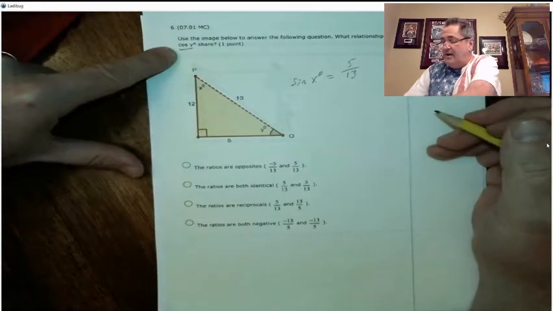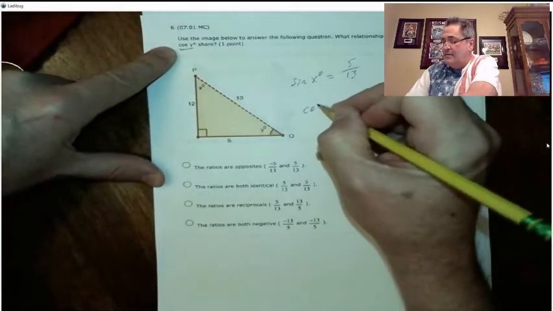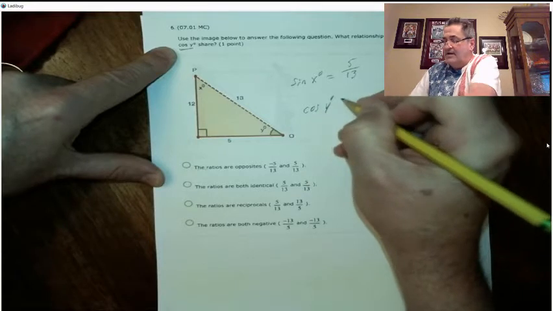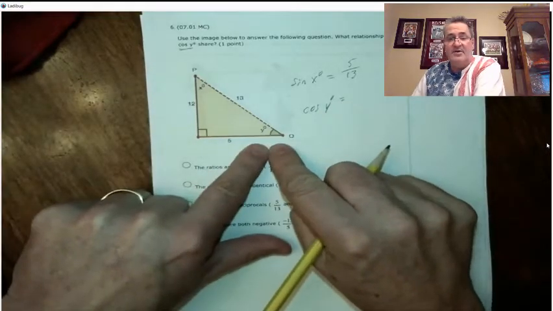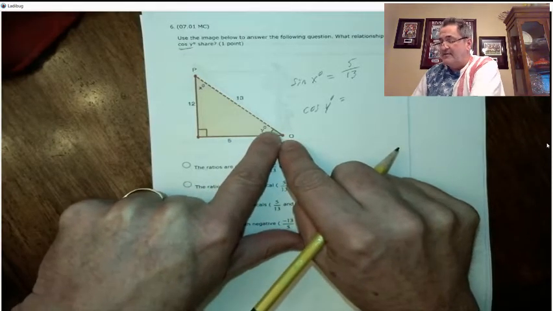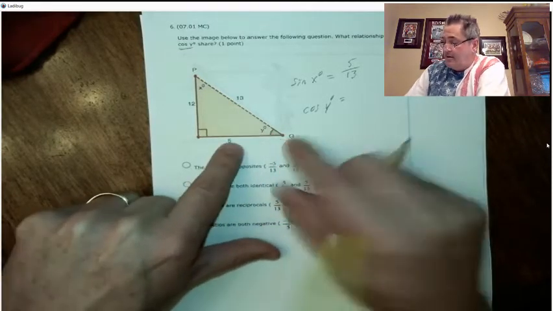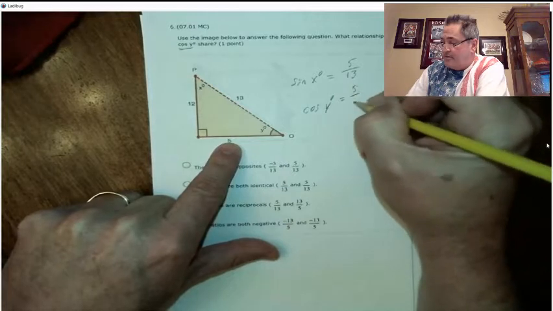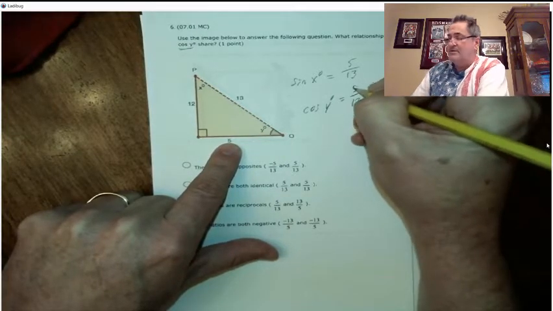And the cosine of y, cosine is this angle now. So cosine is adjacent over hypotenuse. So adjacent to this y is the 5. It's the one right next to it. Over the hypotenuse, which is still the hypotenuse, which is still 13.